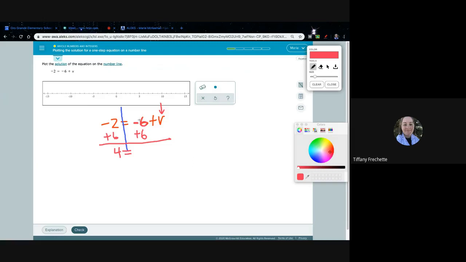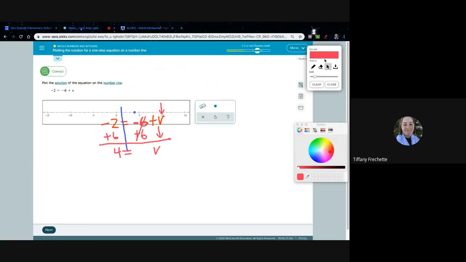And this equals -6 plus 6. So I have the same number and they're opposites. So I subtract. 6 minus 6 is 0. And we don't have to worry about positive or negative because 0 doesn't have a positive or negative. And we just bring v down. So v equals 4. So we come up here to our graph, and I click my dot. And I'm going to come over to 4 and click it. So take that off, click check. All right, we did that one.